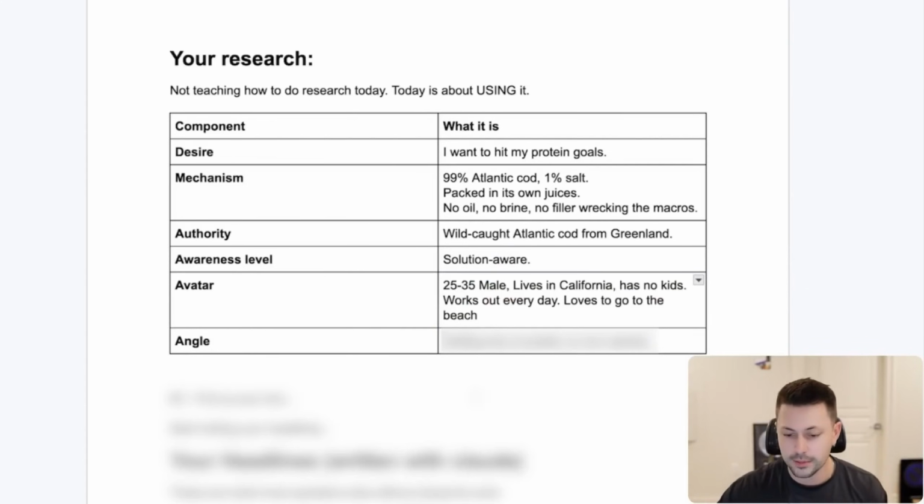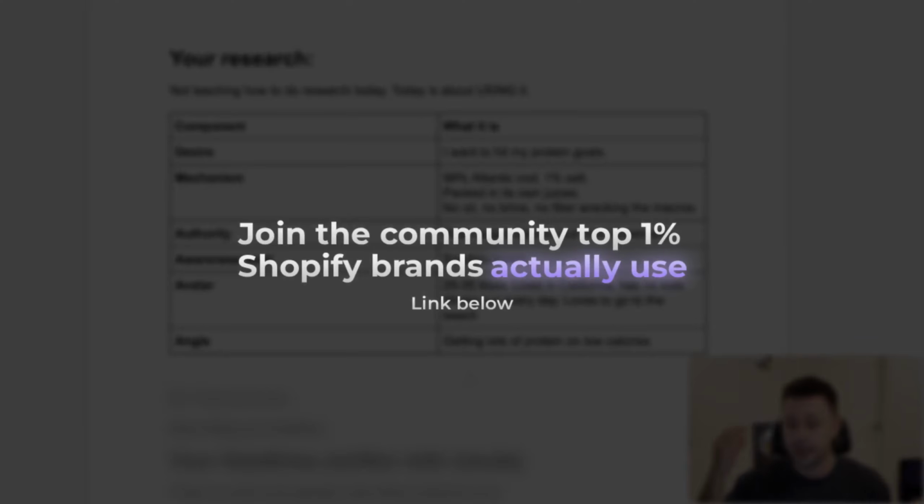Avatar, this is what a lot of you guys might do, which is 25 to 35 male. You know, maybe they live in California, maybe they don't have any kids, they work out a lot, they love to go to the beach, right? This is the avatar that a lot of you guys might be creating. And then your angle is like, hey, I'm going to create an ad that explains to people that they can get a lot of protein on a small amount of calories, right? The obvious angle. Okay, great.